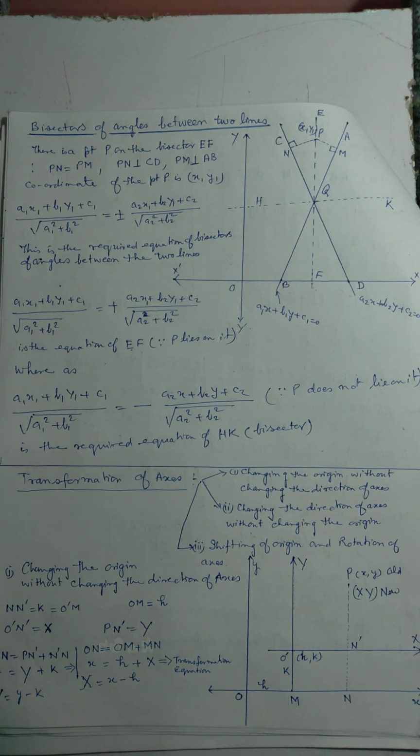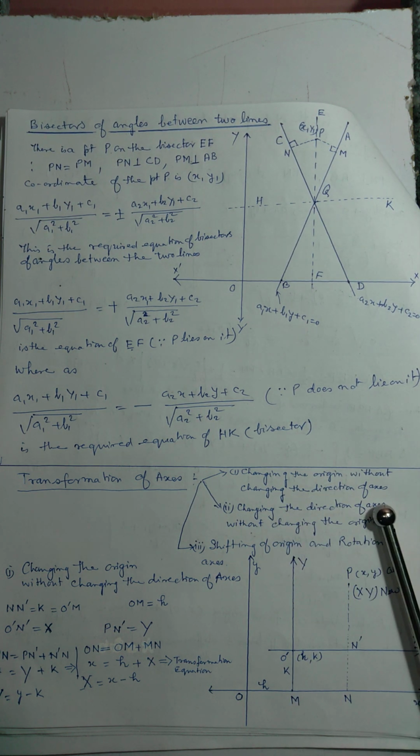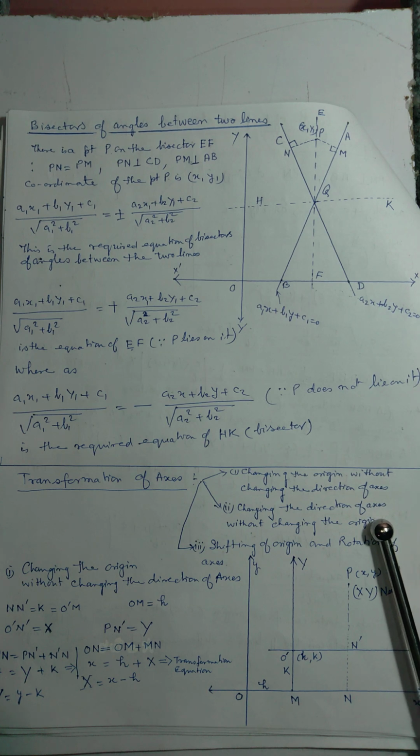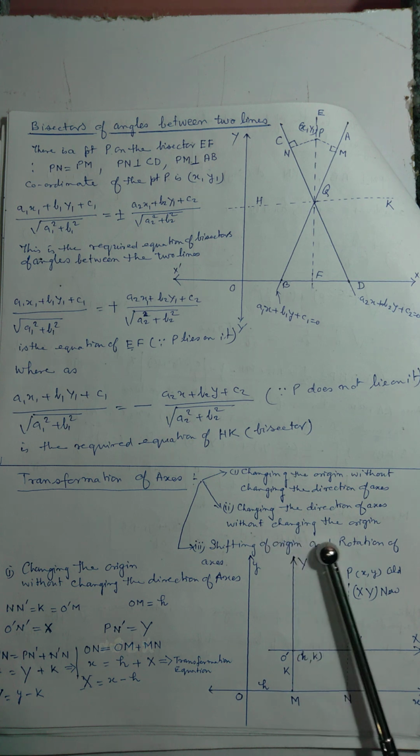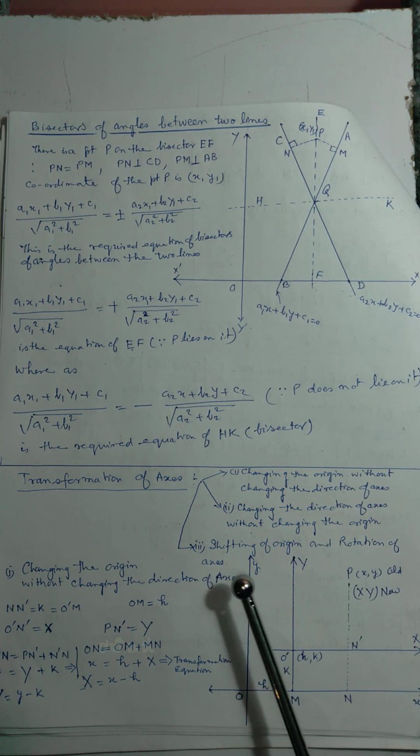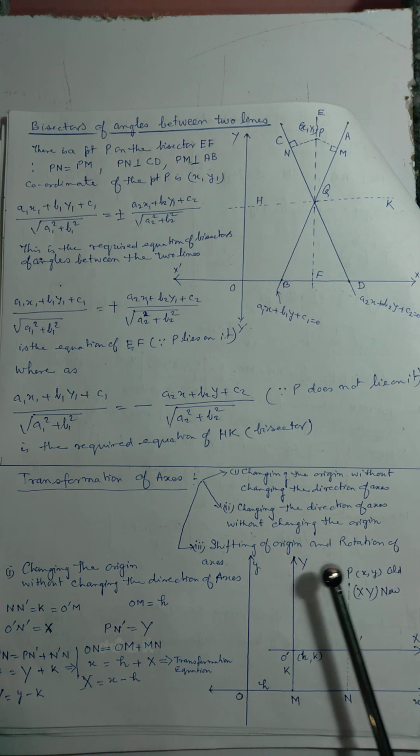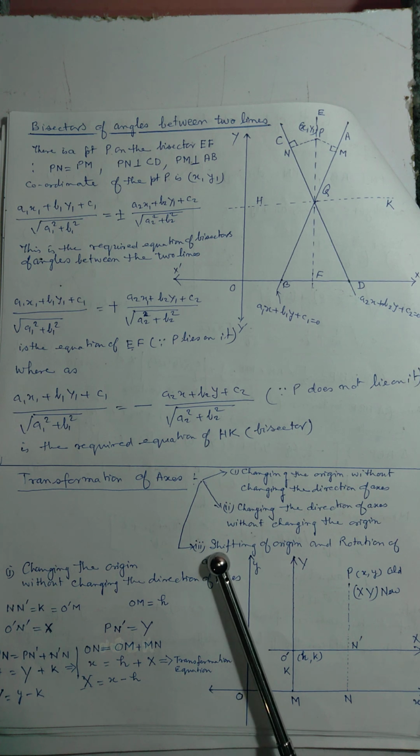Let us start transformation of axis. This transformation of axis can be divided in three parts. First, changing the origin without changing the direction of axis. Second, changing the direction of axis without changing the origin. Third, the shifting of origin and rotation of the axis, which means these two will be combined in the third stage.